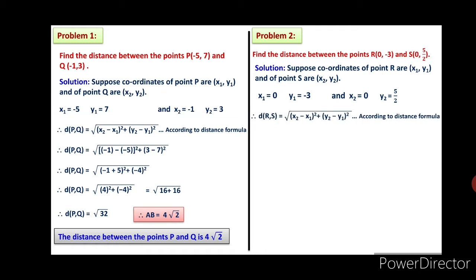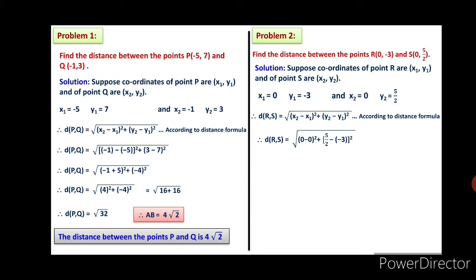Now again we will use the distance formula. Therefore, the distance between R and S will be equal to the square root of (x2 minus x1) squared plus (y2 minus y1) squared. Now we will substitute the above values of x1, y1, x2, y2 in the above equation.